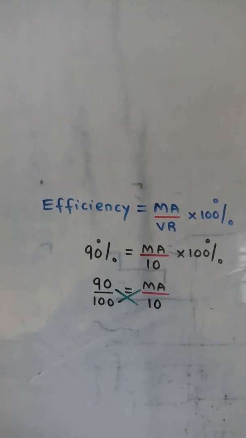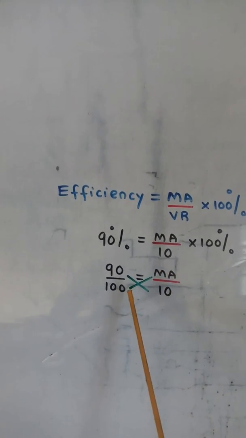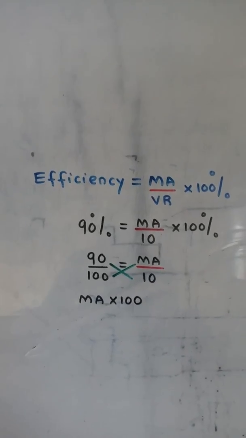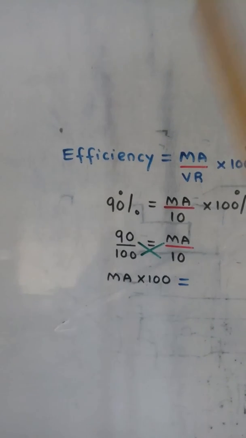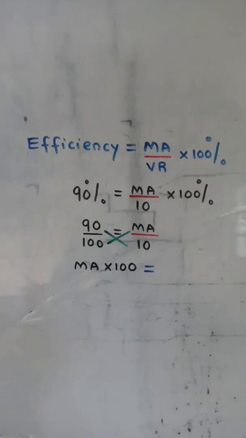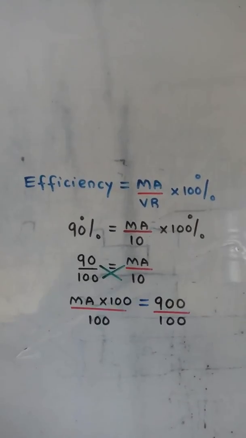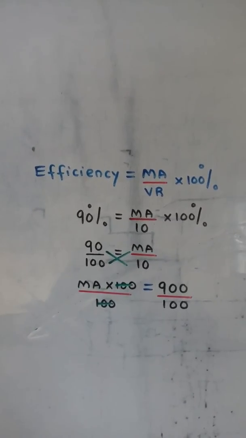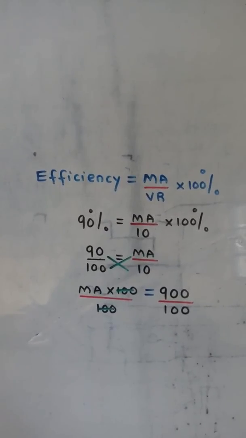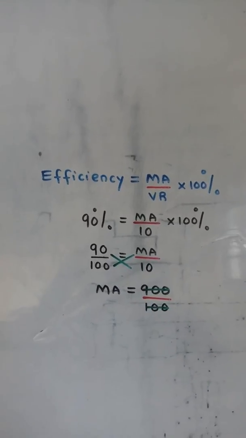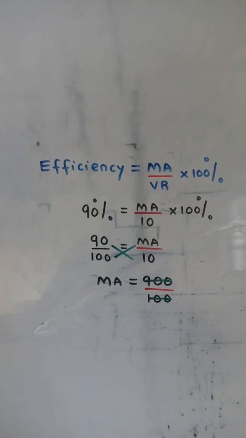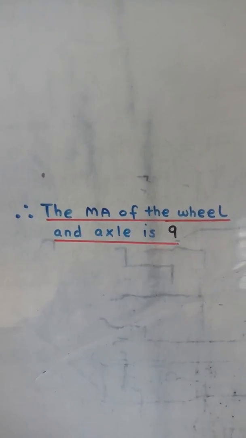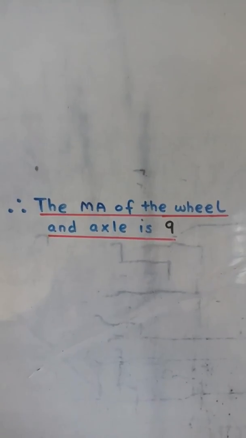Cross multiplication. Mechanical advantage times 100 is equal to 90 times 10, which is equal to 900. Divide by 100 on both sides. 100 and 100 cancel each other. 900 divided by 100 is equal to 9. Therefore, the mechanical advantage of the wheel and the axle is 9.